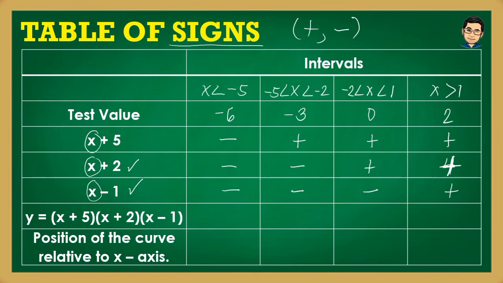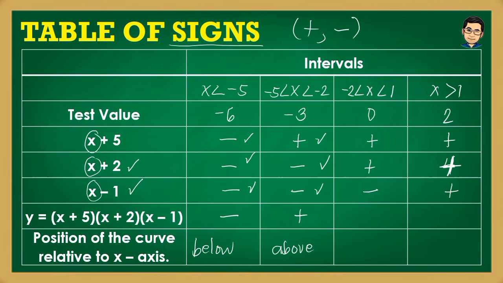Next. So, imumultiply ngayon natin yung mga tatlong signs na nakuha natin. So, negative times negative, that is positive. And then, multiply again to negative, magiging negative. So, dahil negative po siya, below po siya. Next. Positive times negative, that is negative. Times negative, magiging positive. Kapag positive po, above.